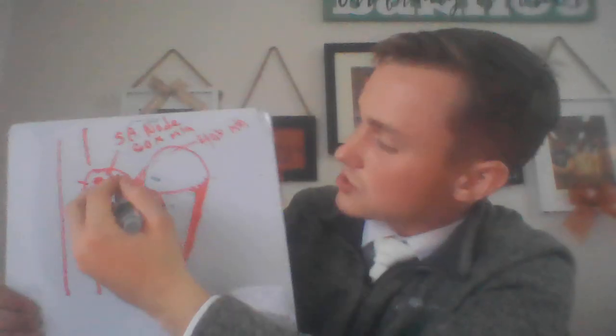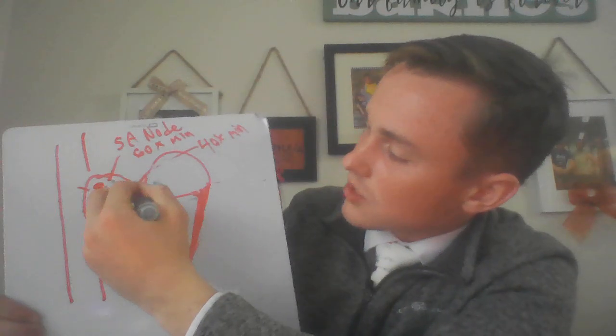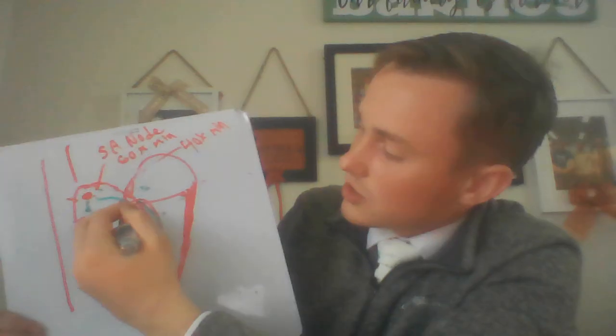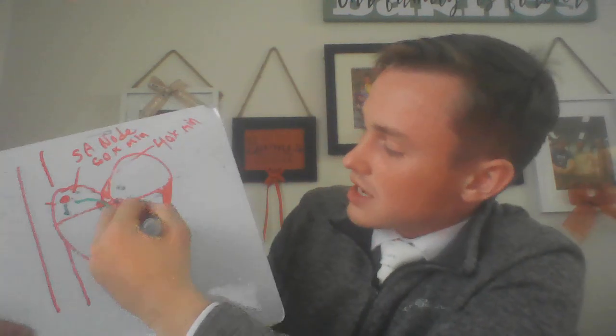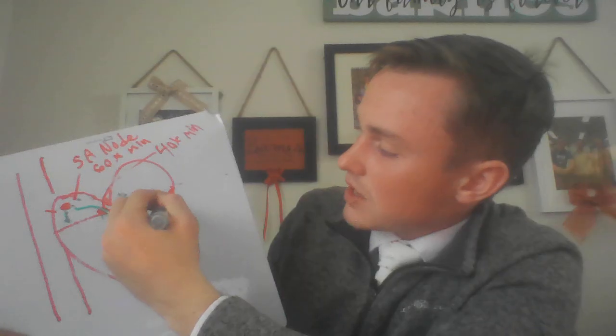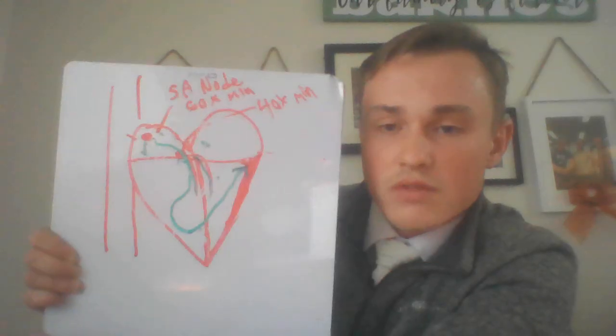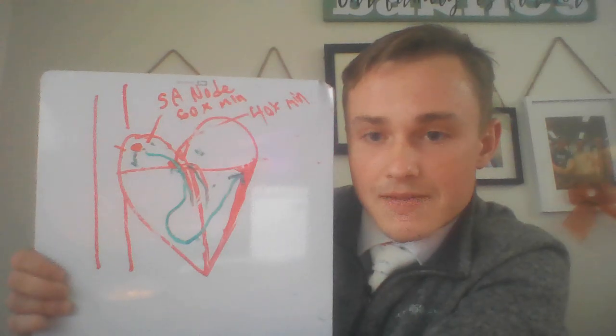If we summarize all those arrows that I drew into one big windy arrow, it would look more like this. Starting at the SA node, going down to the AV node, going down branches, going all the way through the ventricles, and ending at the very top left part of our left ventricle, just like that.